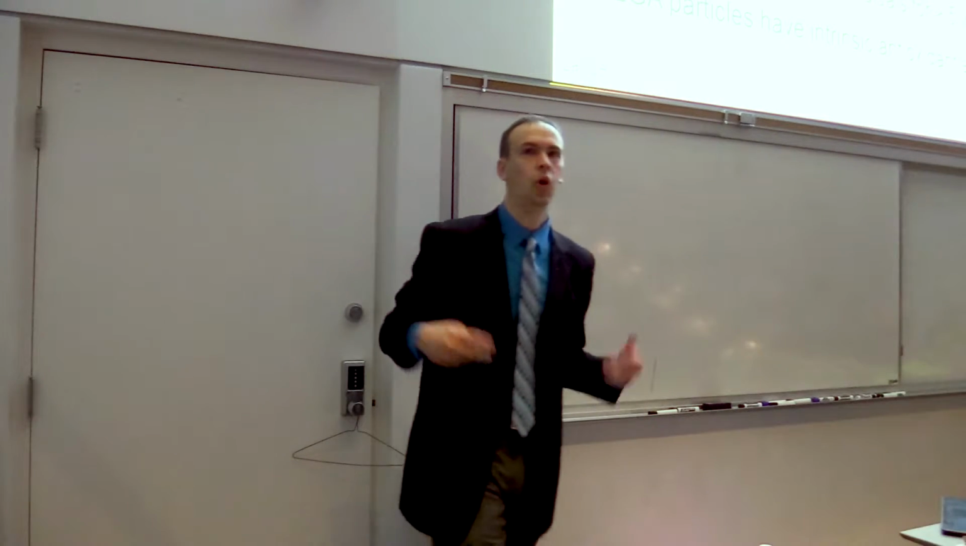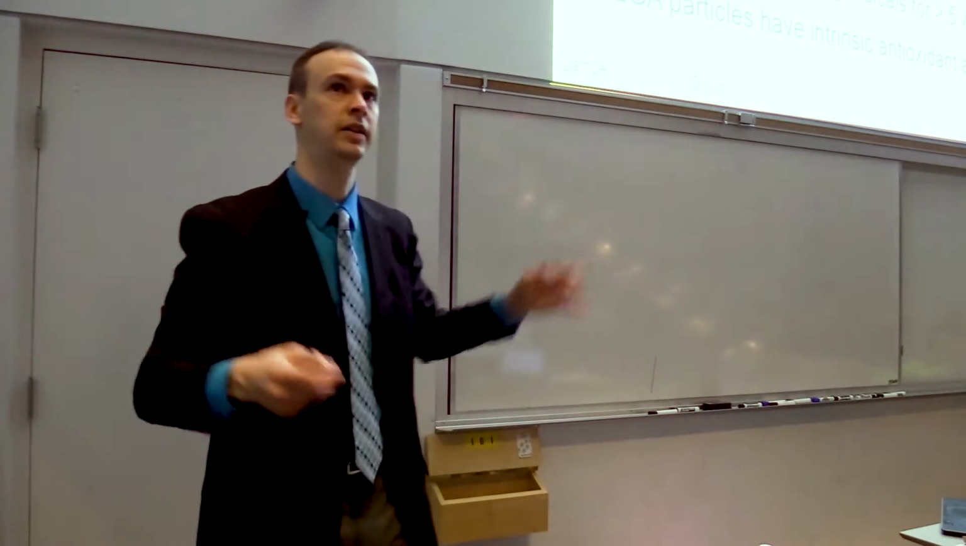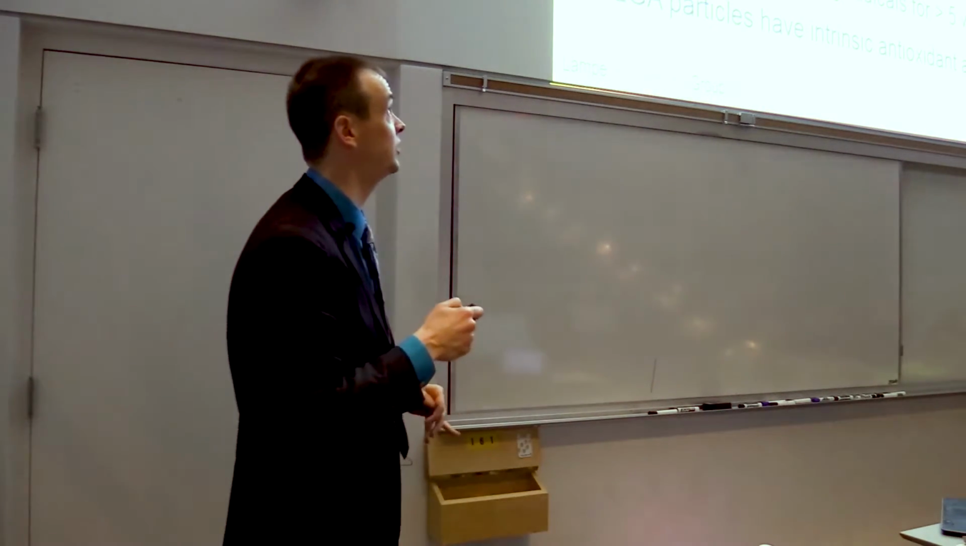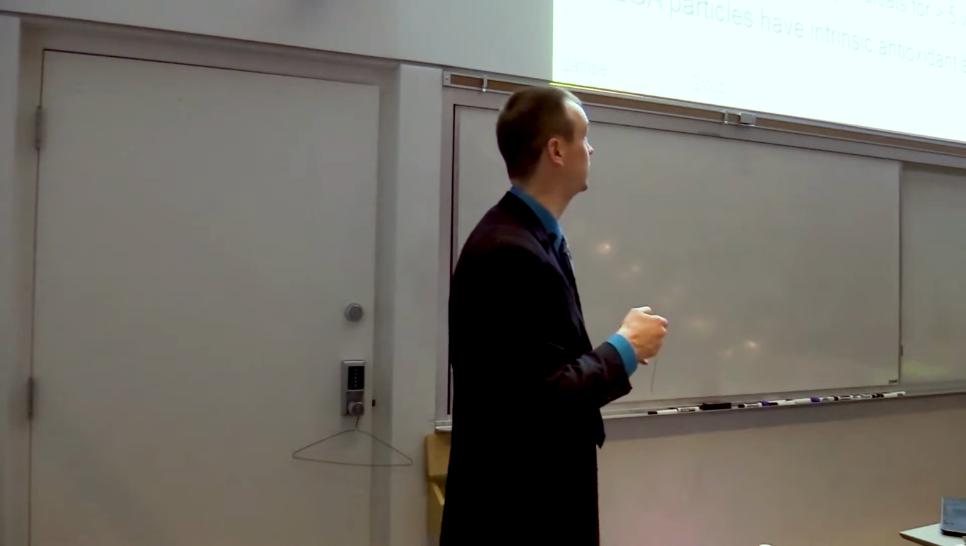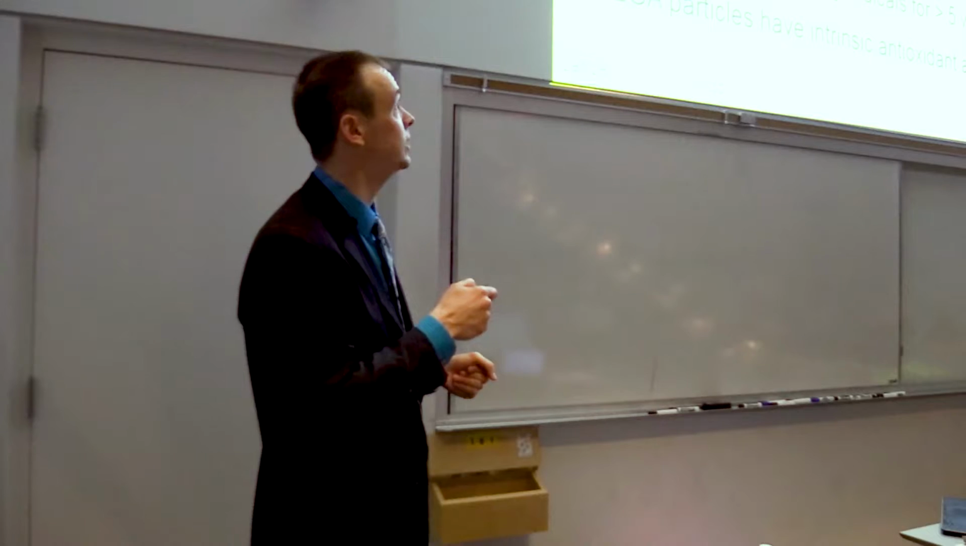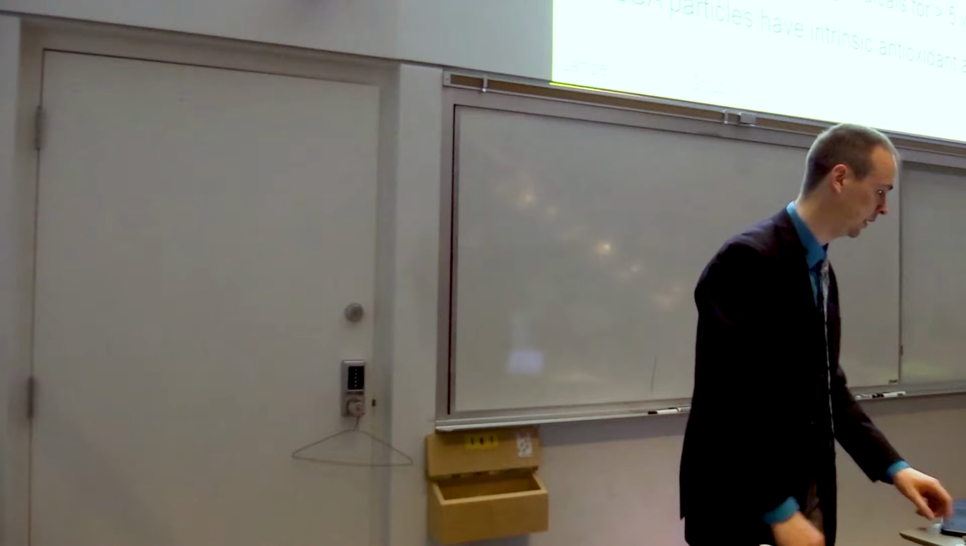Then what do we do with those? The whole point is we wanted to scavenge free radicals. N-acetylcysteine is an antioxidant. That's what we want to use it for. So does it scavenge free radicals? We exposed it to a bunch of free radicals, and we took the supernatants, the stuff that's released from those particles, and yeah, we can scavenge radicals. Supernatants, even released at 7 days, are still scavenging free radicals. So there's great antioxidant activity there.